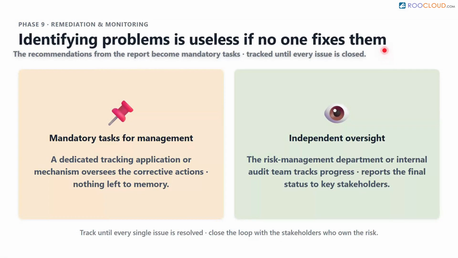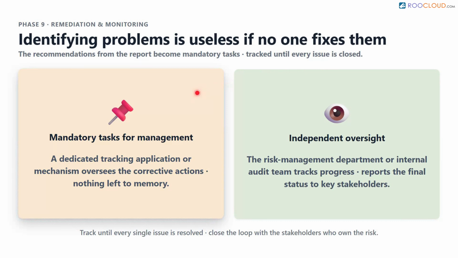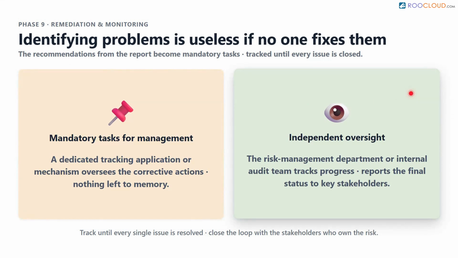The final step is remediation and monitoring. Identifying the problems is useless if no one actually fixes them. The recommendations from our report become mandatory tasks assigned to management. A dedicated tracking application or mechanism must be used to oversee these actions. This tracking process should be controlled by an appropriate and independent group, like the Risk Management Department or the Internal Audit Team. They will track the progress until every single issue is resolved and report the final status to the key stakeholders.